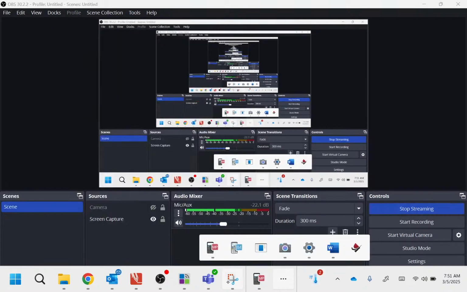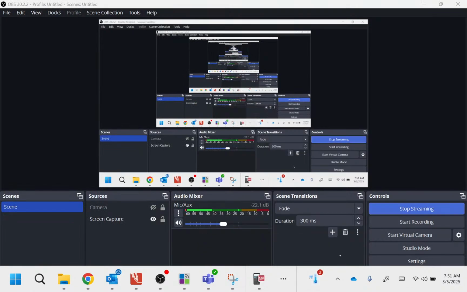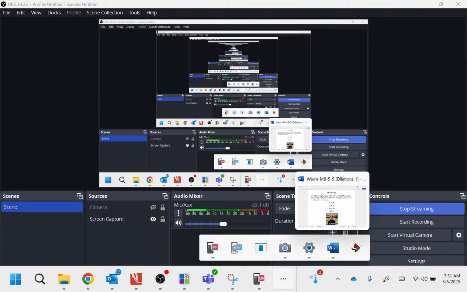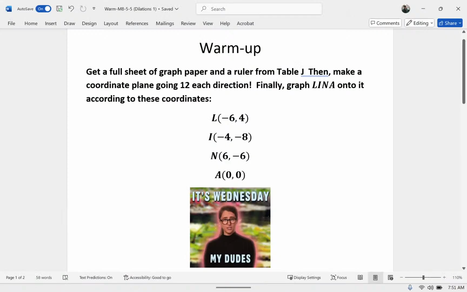Here is your warm up. Where did it go? Is that there? It is. Okay, perfect. Get a full sheet of graph paper and a ruler from the table. Well, you guys can't really do that if you're not here.